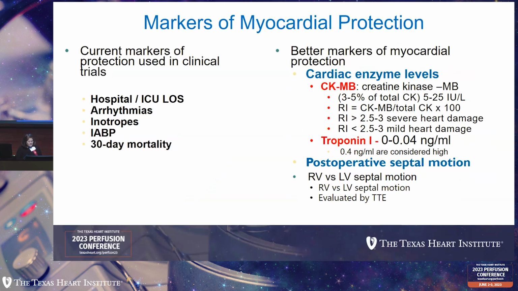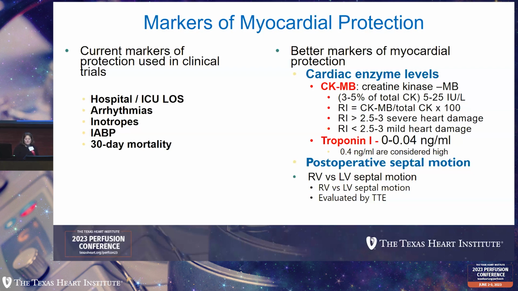What are the current markers of myocardial protection? In most clinical studies, they're measuring things like hospital and ICU length of stay, arrhythmias, inotropes, use of intra-aortic balloon pumps, and 30-day mortality. None of those metrics measure muscle injury. So if we're concerned that our job is to protect the heart, yes, the surgeon's fixing the heart, but we're supposed to be protecting it while he's working on it.